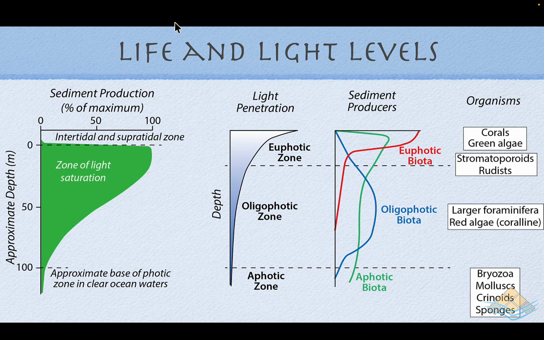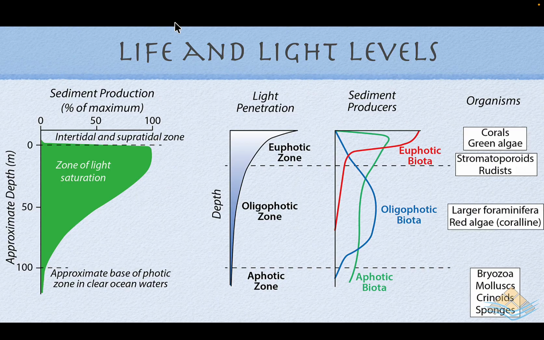Whereas the uppermost zone, that shallow lit euphotic zone, is populated by the corals, the green algae, and perhaps the ancient reef-dwelling forms of the stromatoporoids and the rudists, which are also thought to have had symbiotic algae, so they needed light, so they lived in the euphotic zone. Perhaps at water depths a little bit deeper than modern-day corals and green algae.